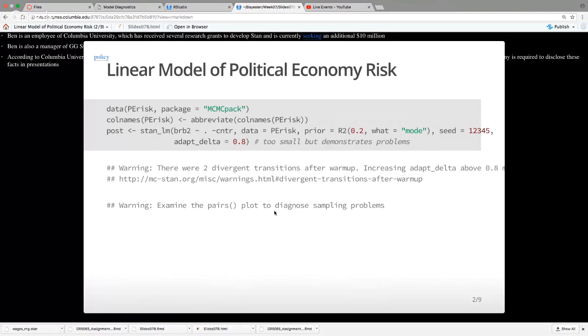We only have like 60 or 70 observations, something like that. I was pretty skeptical that I would be able to explain much of the variation in the black market exchange rate using these predictors, so my prior mode was only 0.2. I specified a seed, because Stan uses a different random number generator than R. And if you want the posterior draws to come out the same way every time, you need to pass a seed.